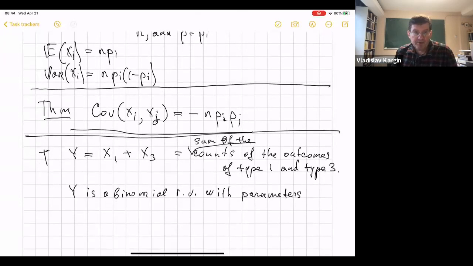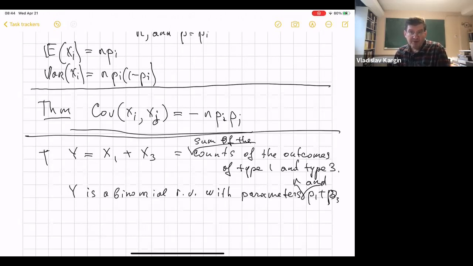What's the parameter? It's the probability that you observe an outcome of type 1 or of type 3. This is the sum of the probability that you observe an outcome of type 1 plus the probability that you observe an outcome of type 3. So the parameters are n and p1 plus p3.